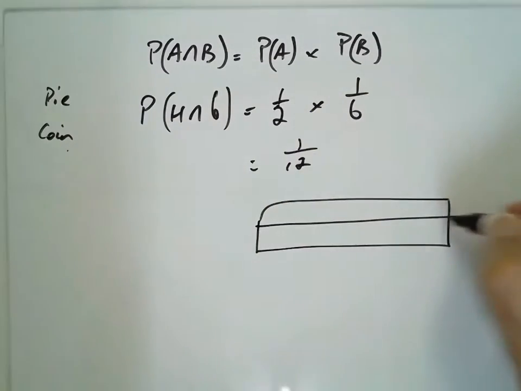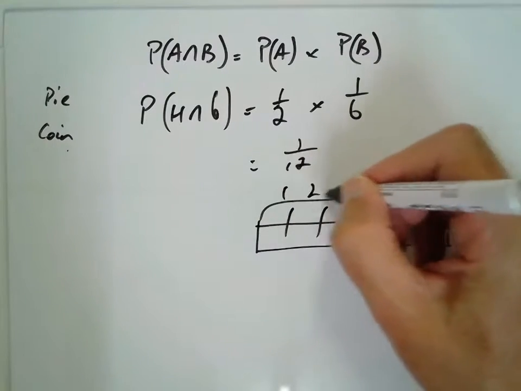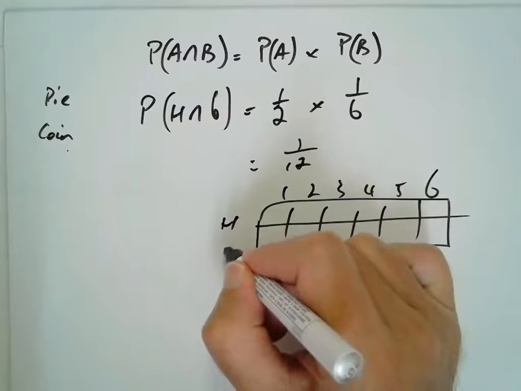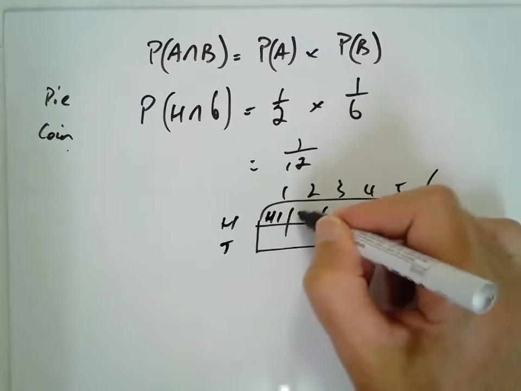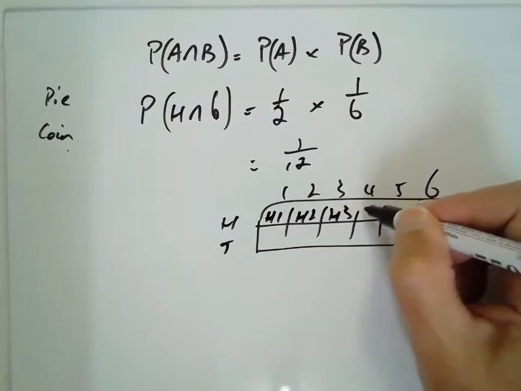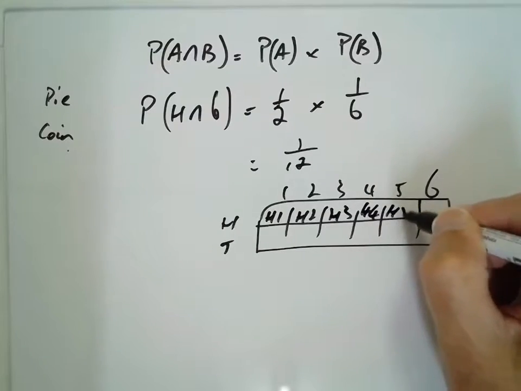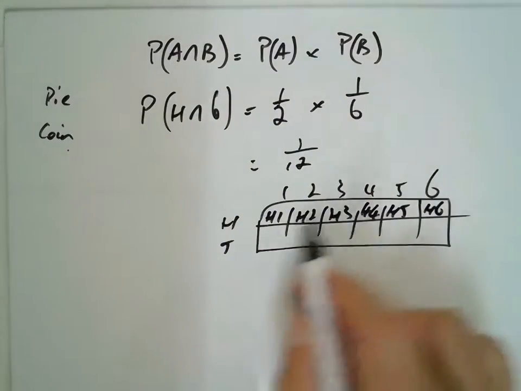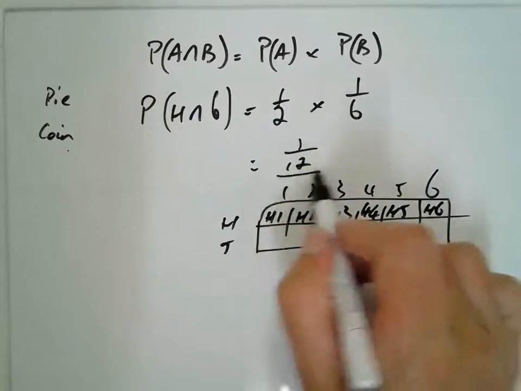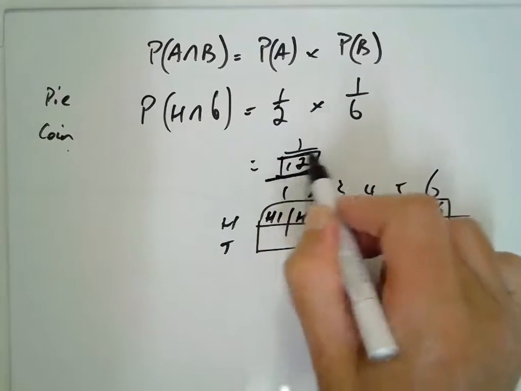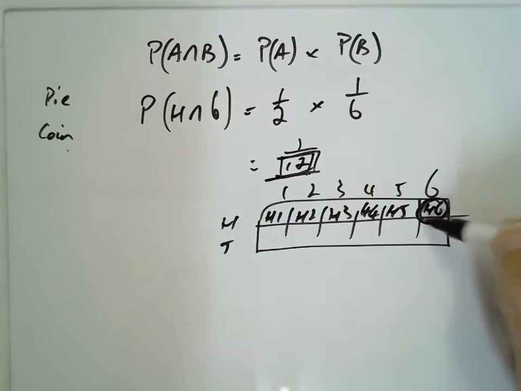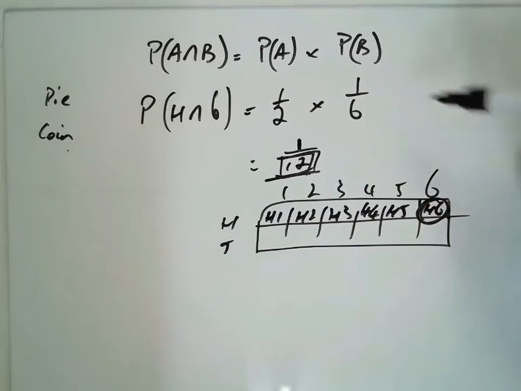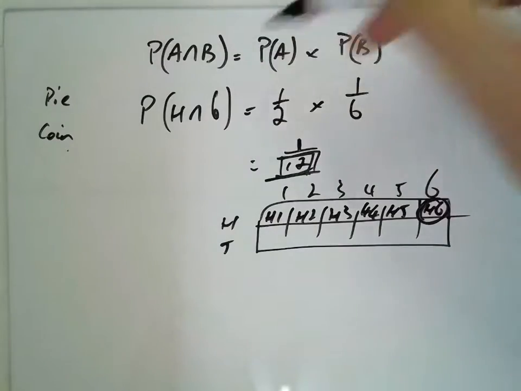Always wise to check these things. Handy dandy two-way table, hey? Okay, head and a 6. How many possible outcomes do we have? 12. How many heads and 6s are circled? 1. So our two-way table confirms our application of the rule.